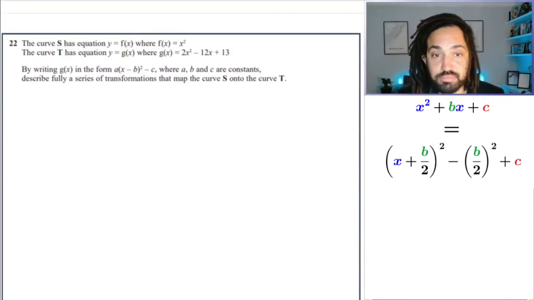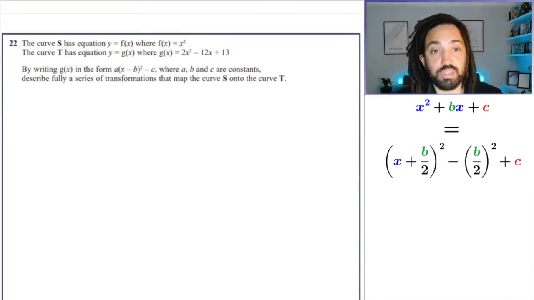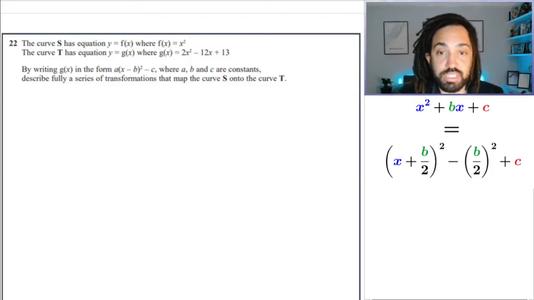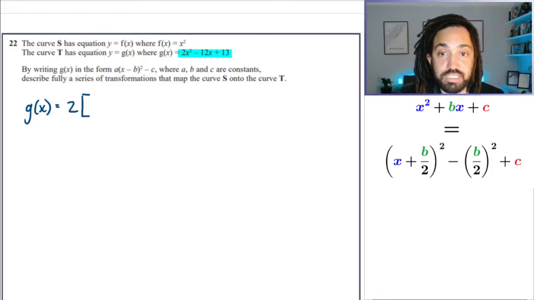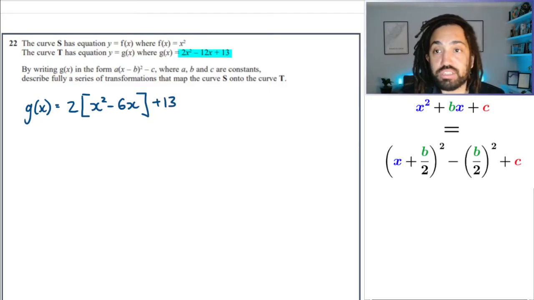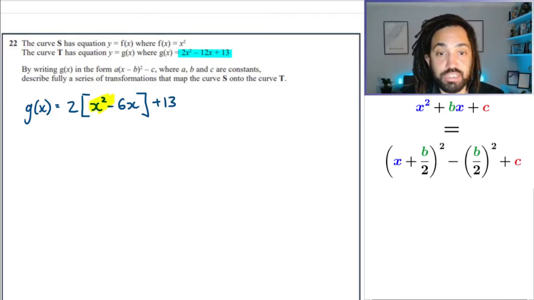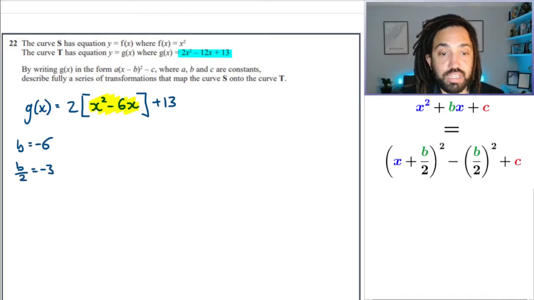Okay, right. So first off, by writing g of x in this form, we need to complete the square on g of x, which is this here. So we're going to write g of x is equal to 2, big square bracket, x squared minus 6x, close bracket, plus 13. We're then going to look at, just like I've been doing, this 2-term quadratic, and I'm going to write that the b term is minus 6, the b over 2 term is minus 3, so the b over 2 all squared term is positive 9.